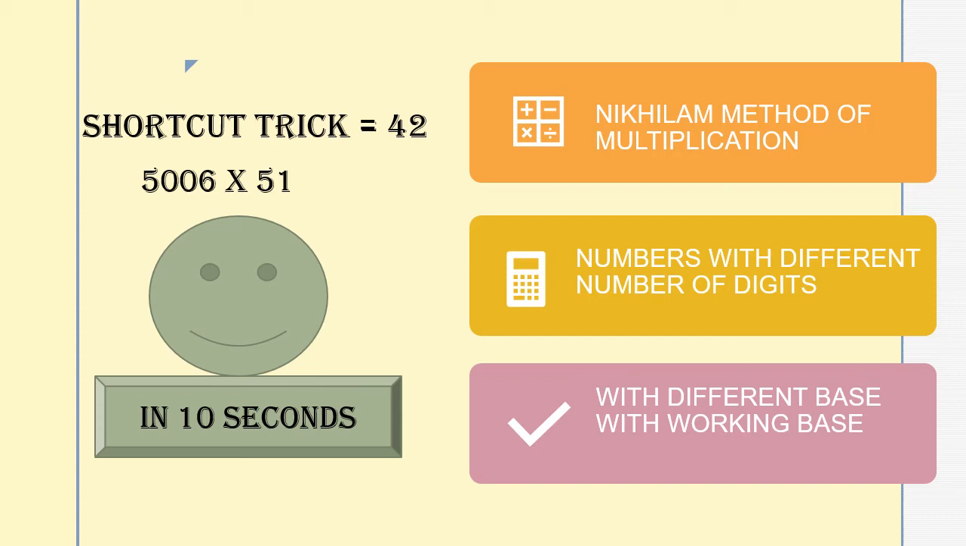In this video, we are using the Nikhilam method to multiply two numbers with different numbers of digits, by taking different working bases for them. We are taking numbers like 5006 multiplied by 51. 5006 has 4 digits and 51 has 2 digits. These numbers are not close to the base 1000, 100 or 10,000, so we are taking the working base concept here. Let's see how we can achieve our result.